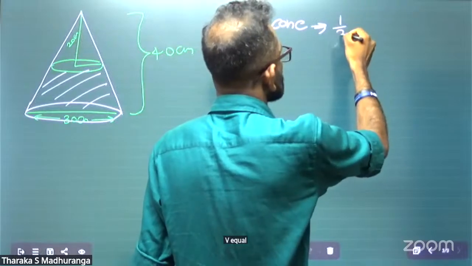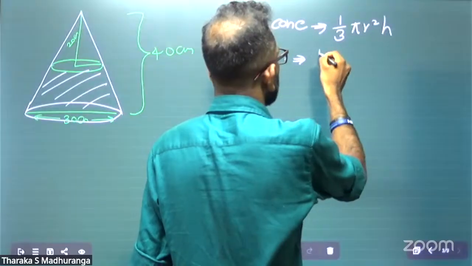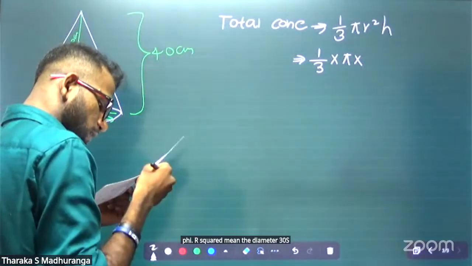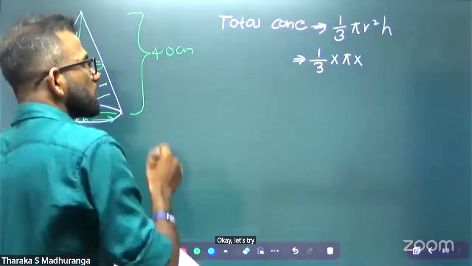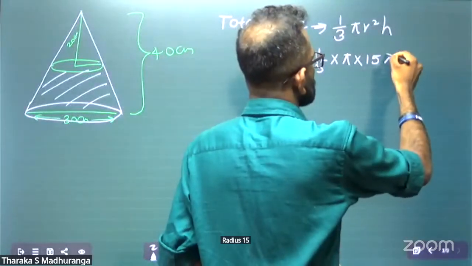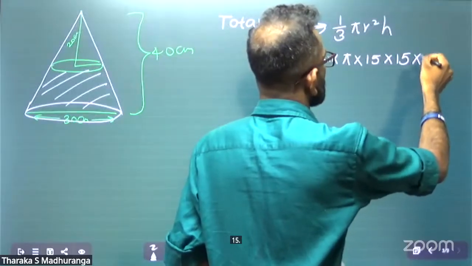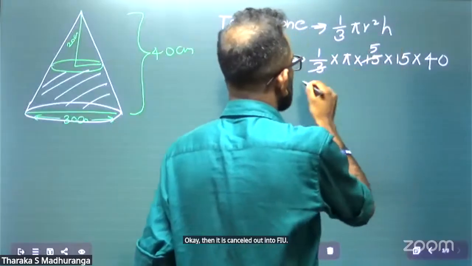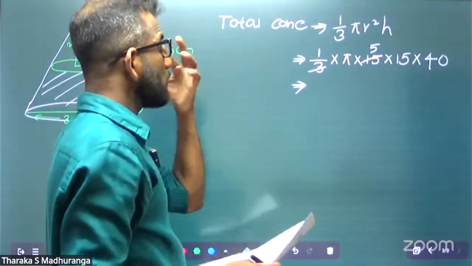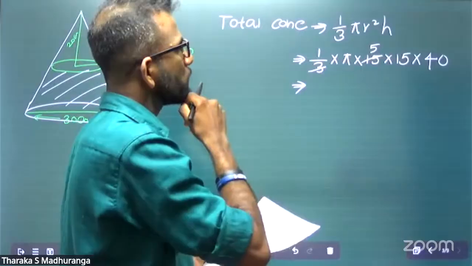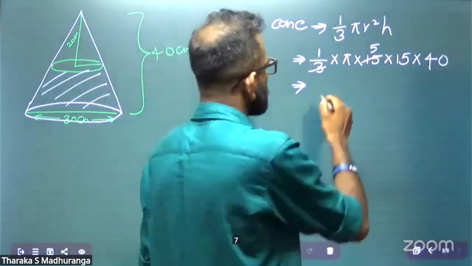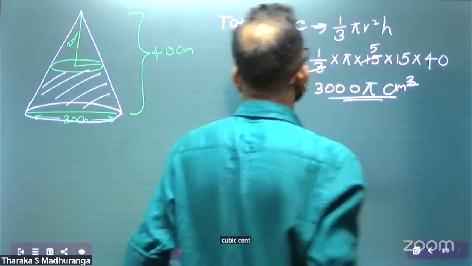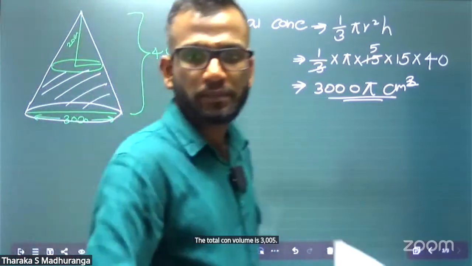Total cone volume: V equals 1 over 3 pi r squared h. Pi r squared, I think the diameter is 30, but I am not sure. Okay, let's try. Diameter equals 30, then radius 15. 15 into 15, height 40. Then it cancels out into 5. 5 into 15 is 75. 75 into 4 is 300, so 3005 cubic centimeter. The total cone volume is 3005.